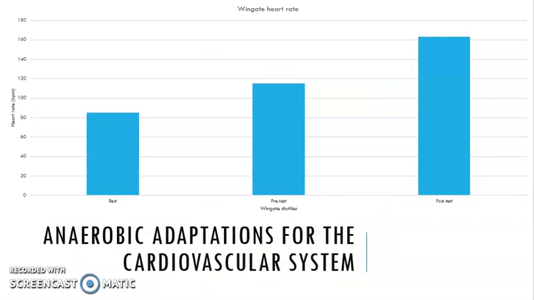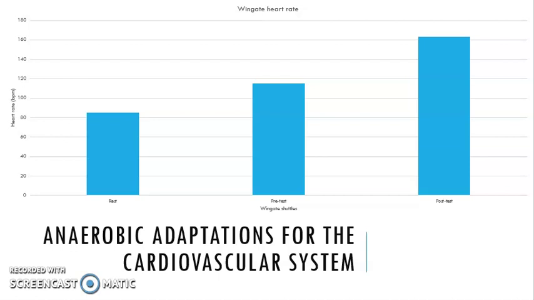When training anaerobically, we tend to use HIIT training, which is high intensity interval training. This is where we split our training into bursts of high intensity exercise with rest between each burst. Because of the nature of this type of training, it will have both long and short-term adaptations to the cardiovascular system.